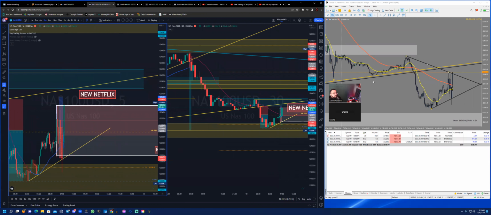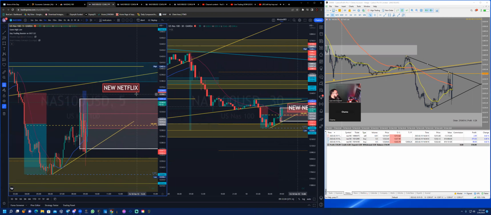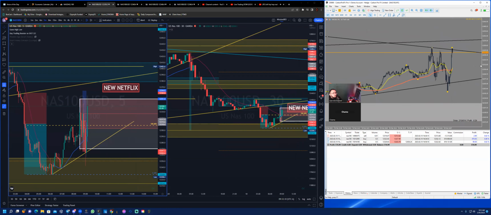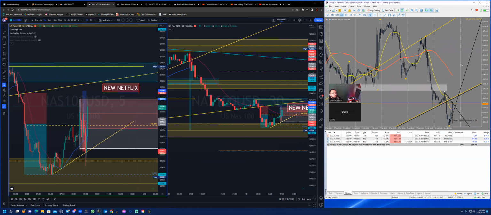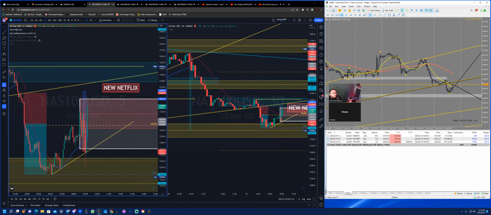That trend line right there. We're tapping the top of market open. Could just be retracing down. Ultimately, I'm looking for this thing to continue down, but there's got to be some retracement somewhere.